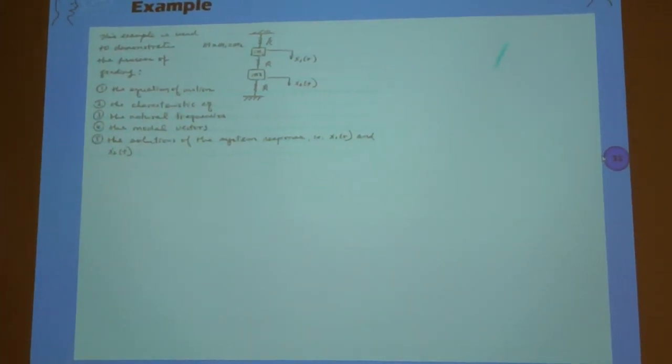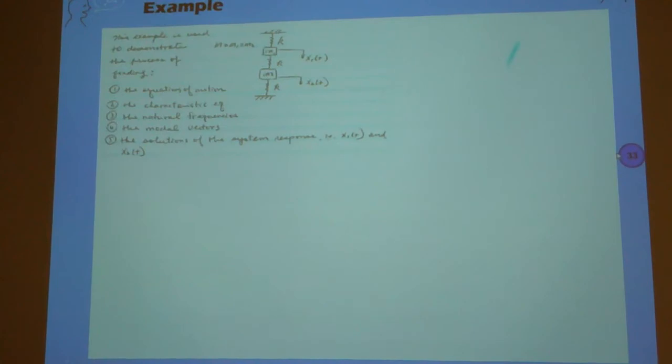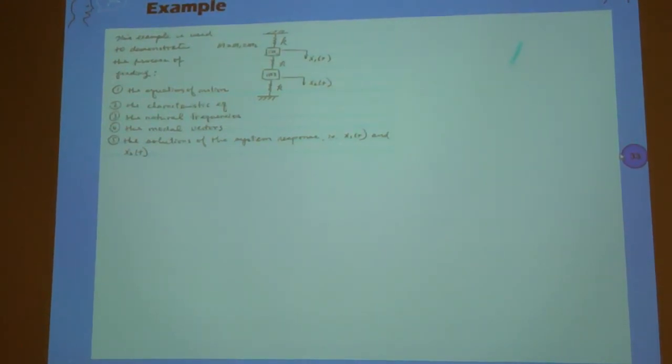If we have more time, I will come back to do more examples, but let me move on to the new sections.